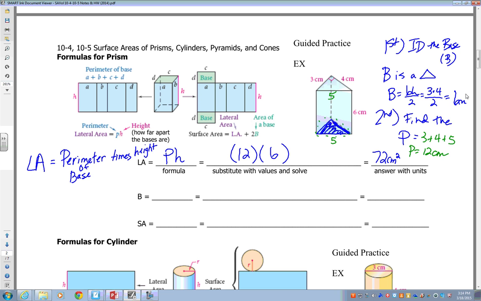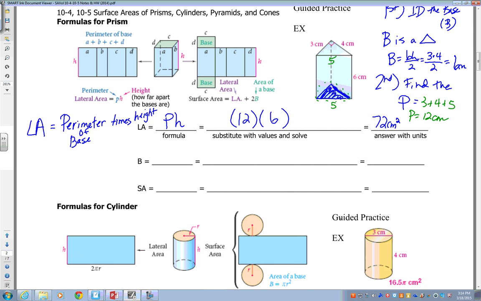Now, after we have our lateral area, I need the B to get the surface area. The B in our problem was the triangle. So that was our base times our height divided by 2, because we had a triangle. That was the 6, the area of the base. Capital B always means area of the base. Okay, so this was our 6 centimeters squared, which we did already. So basically, we got that by saying 3 times 4 divided by 2. And that was our 6 centimeters squared.